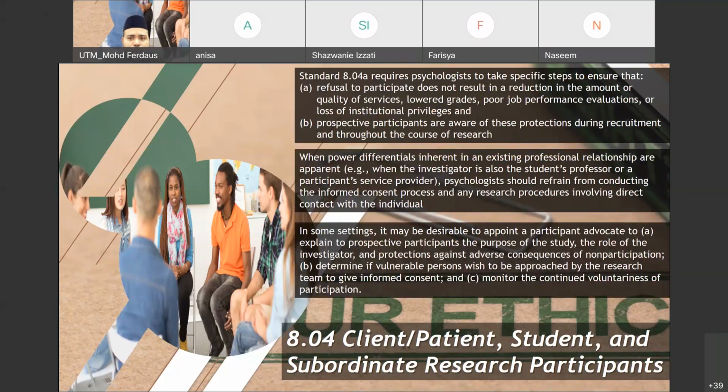Even though we have stated that you have the right to withdraw anytime, and there will be no consequences, because it involves another relationship, a professional relationship, as a client, as a student, as a subordinate, there must be some hesitation, some perception on the part of the participants when they want to withdraw. They might think it could affect their evaluation, it could affect the services, it could affect the grade. That's why there is emphasis on this aspect.